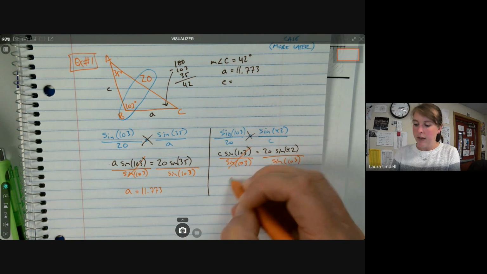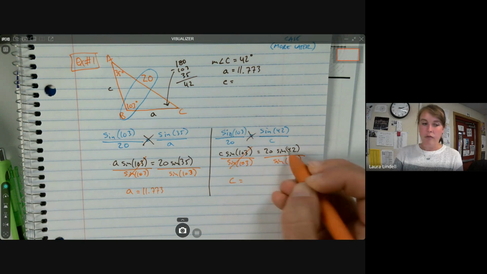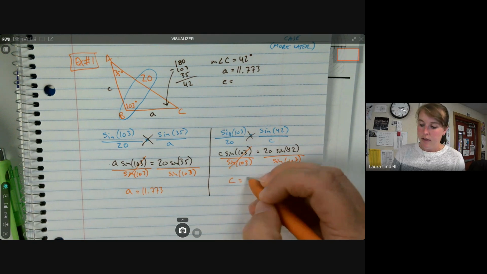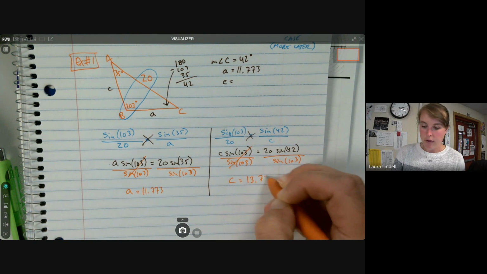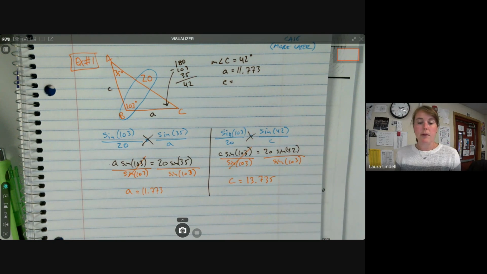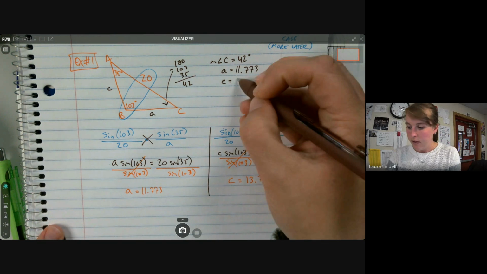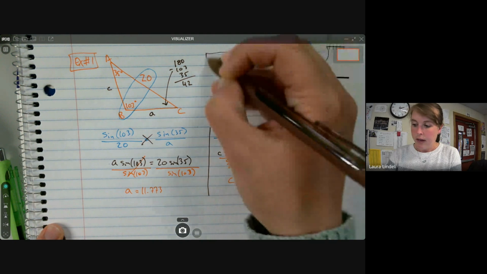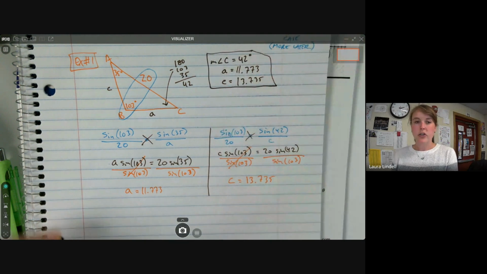And we stick it into the calculator. 20 sine of 42 divided by sine of 103, we should get 13.735 if you round to 3 decimal places. So there's our final answer that we were looking for, 13.735.